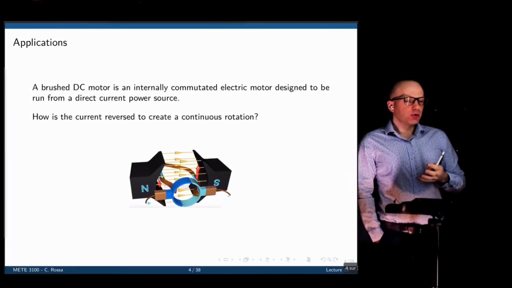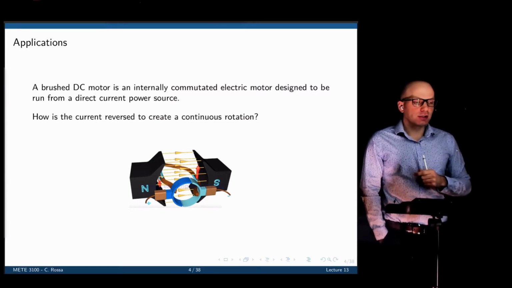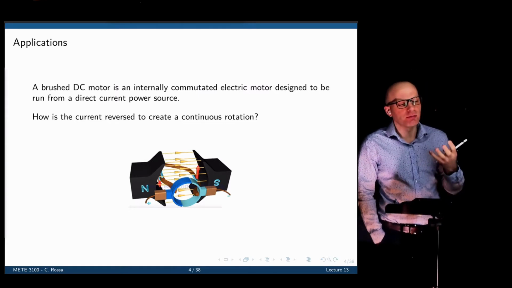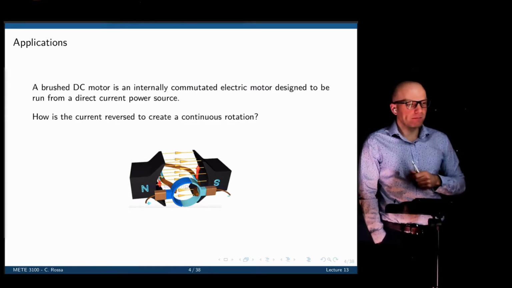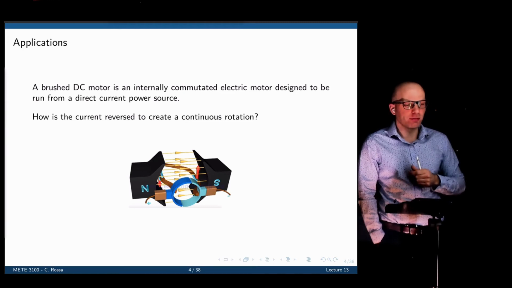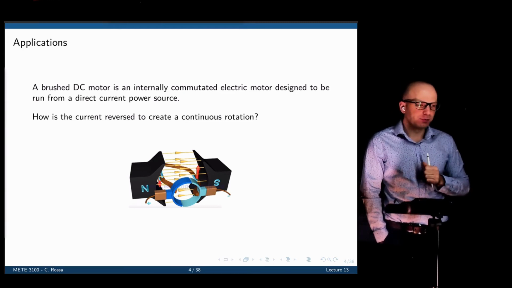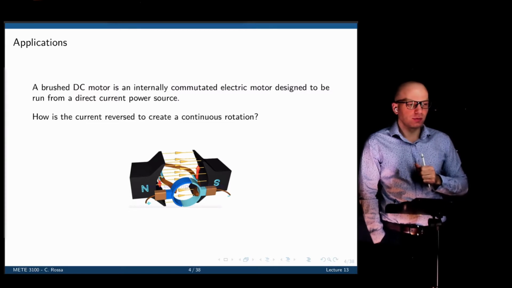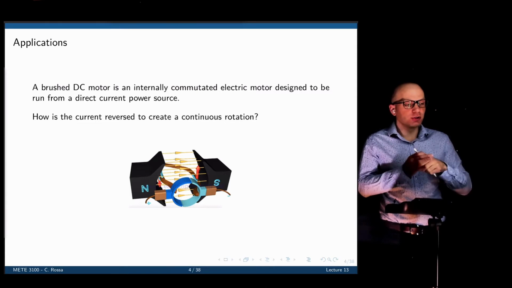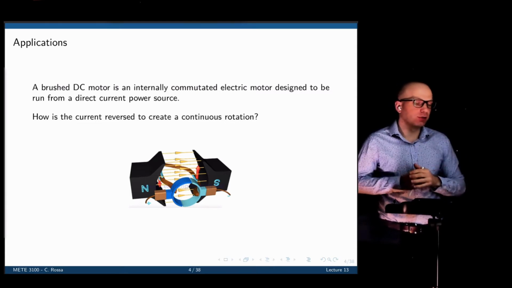You have probably all used brushed DC motors in your projects, and we always call them brushed DC motors. Does anybody know why we call them brushed? Now we have brushless and brushed. Well, what is the purpose of having brushes in a DC motor? I think brushed motors have a physical contact with the commutator ring. Exactly. There is a commutator ring, and that commutator ring is there to ensure that the force is always developed in the same direction to ensure continuous rotation.